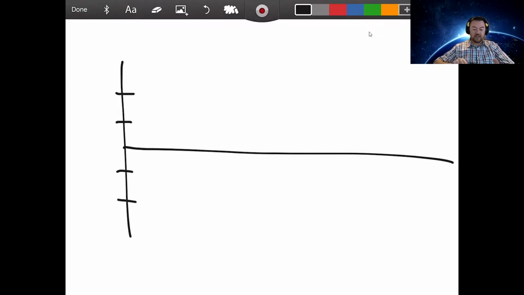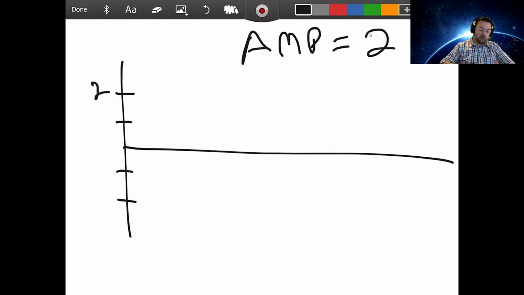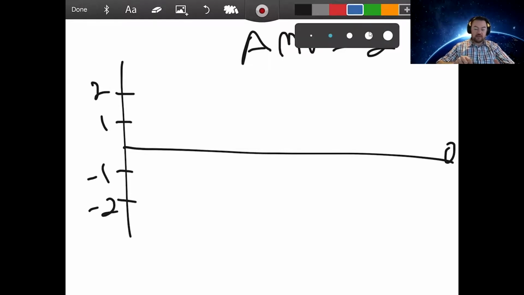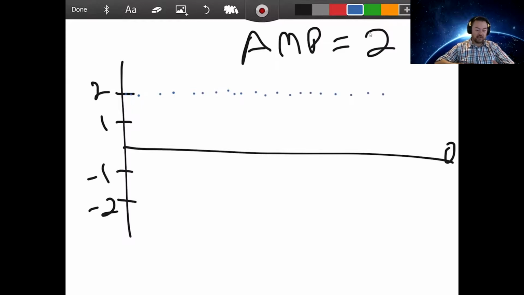So let's do this again. Now let's have an amplitude of 2. That's 2, that's 1. This is 0 again, minus 1, minus 2. So if I want to have an amplitude of 2 to make this better, because I know what you draw is gonna be bad, let's go ahead and just draw some kind of guide. Dotted line.